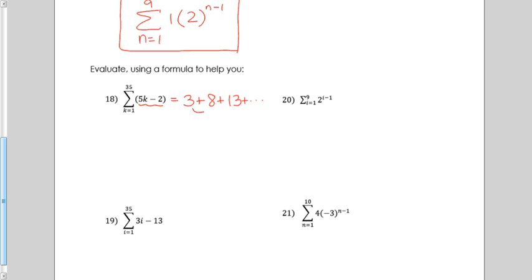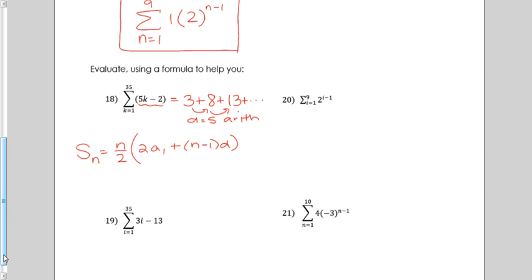So I could also tell because this was linear that my common difference is 5, which makes this arithmetic. So I know I'm going to use my sum formula. You can use either formula, it doesn't really matter. I'm going to use the 2a sub 1 plus n minus 1 times d formula because I don't know my last term at this point.